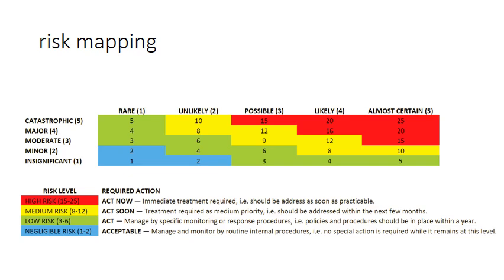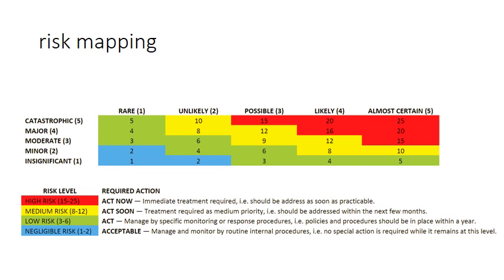I mentioned before about risk mapping. Here's a matrix that shows how high risk is determined. Something that is almost certain to happen and has a catastrophic impact is obviously going to be the highest level risk. But something that's insignificant and is very rare or very unlikely to happen will have the negligible risk. And what we see here is the required action against each risk level.